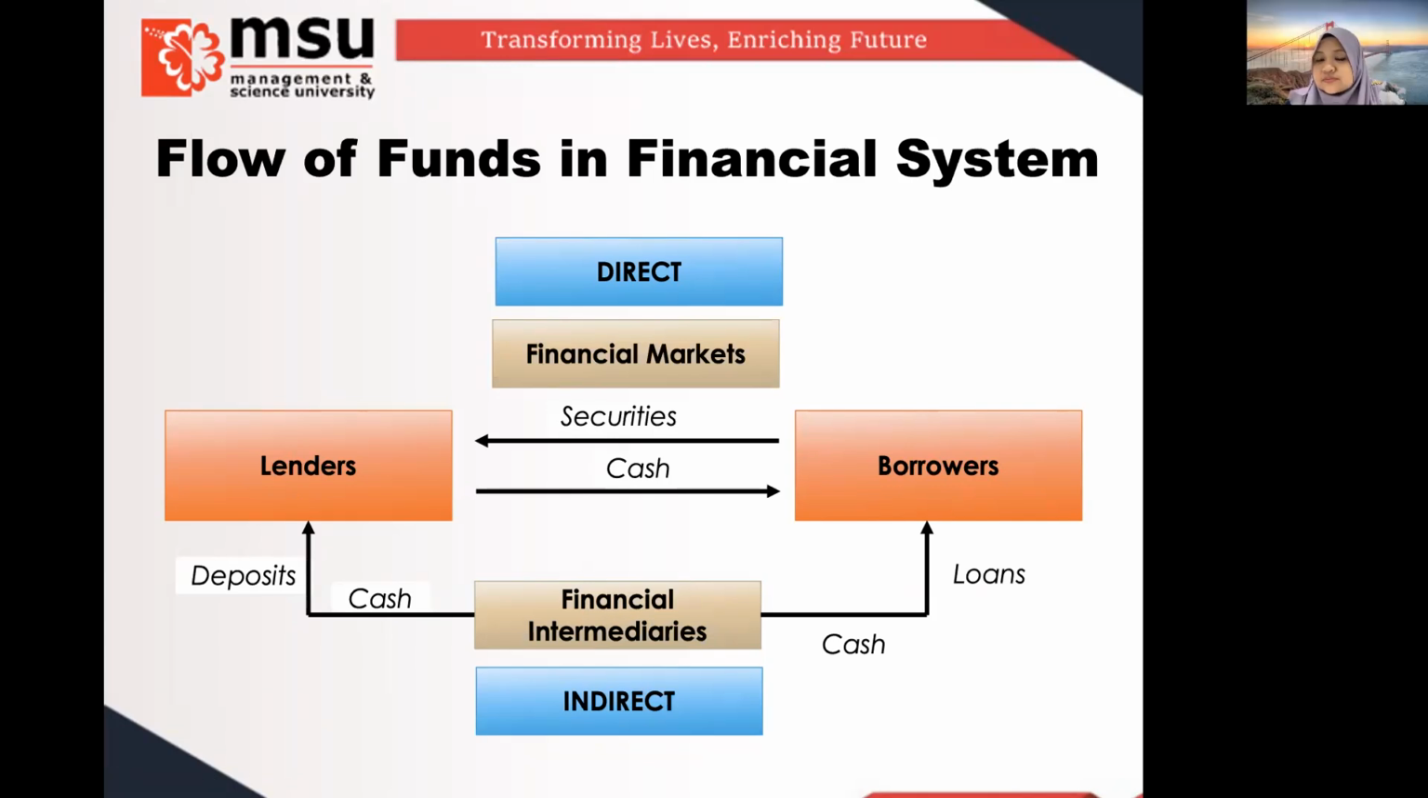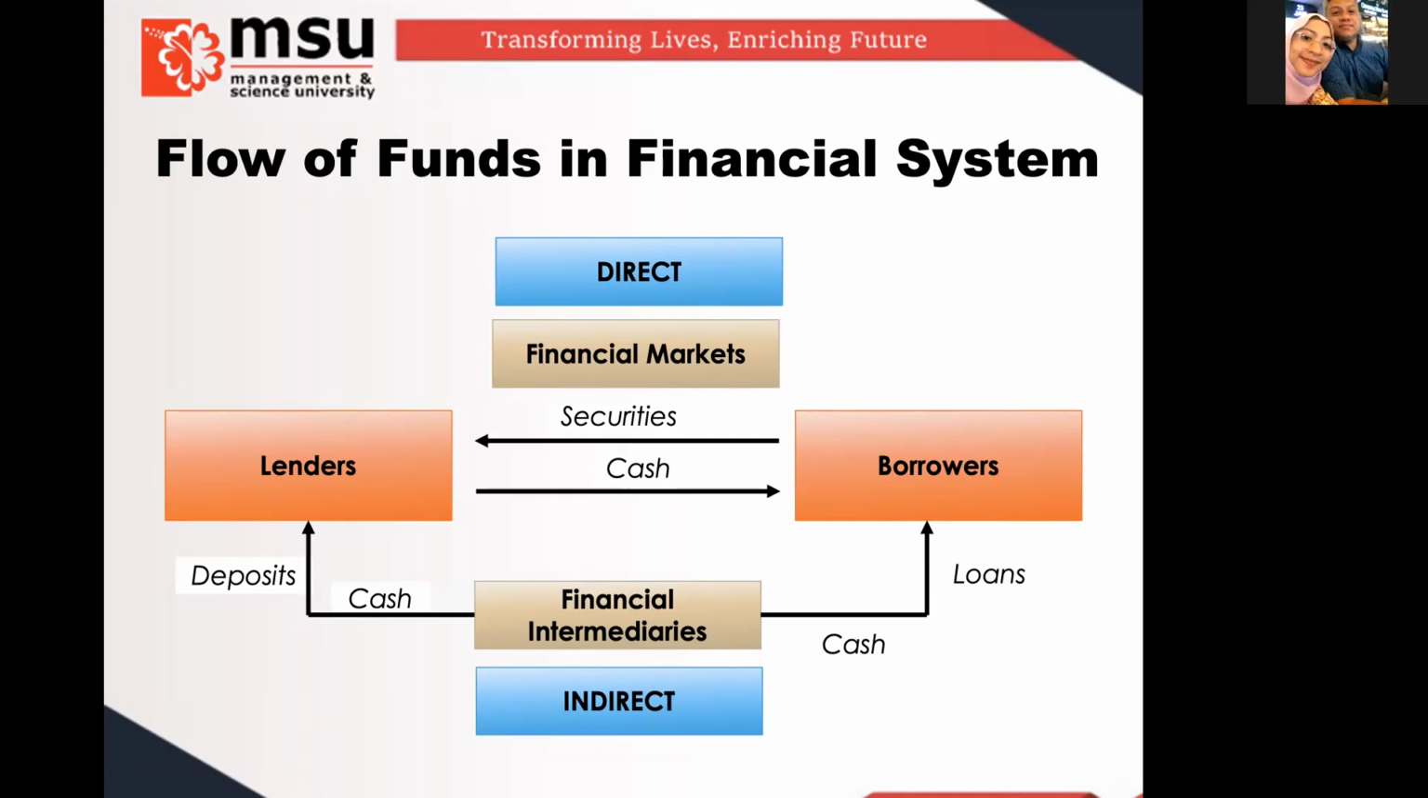So then, yes? The lenders give money to financial intermediaries, right? Is it they give through a savings account or through Bursa or something like that? It can be a savings account. It also can be an investment account. Oh, okay.